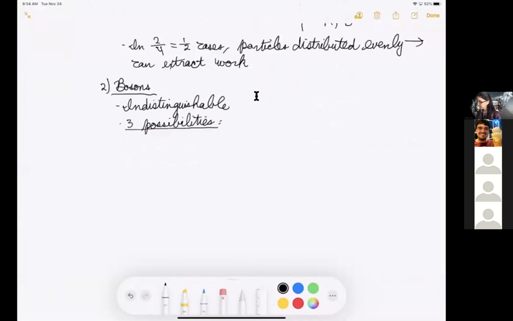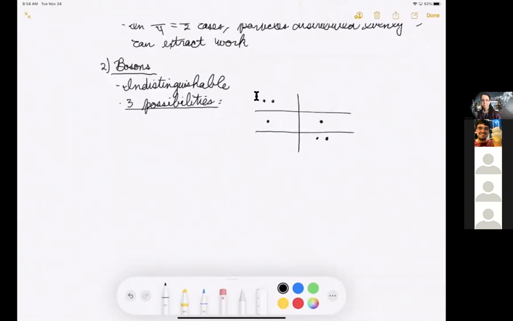Either both the particles are on the left-hand side, or one particle is on the left-hand side while one particle is on the right-hand side, or both particles are on the right-hand side. Again, all the possibilities are equally likely. In 2/3 of the cases, the particles are distributed unevenly, so the engine can perform work.